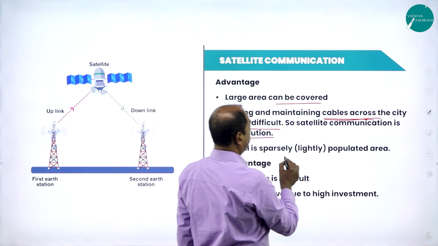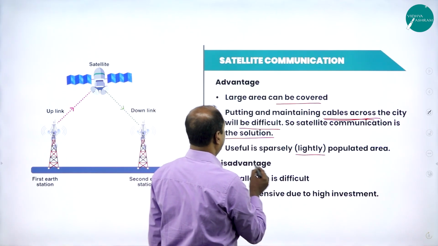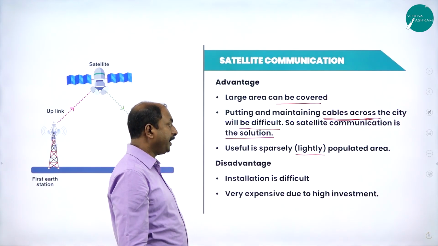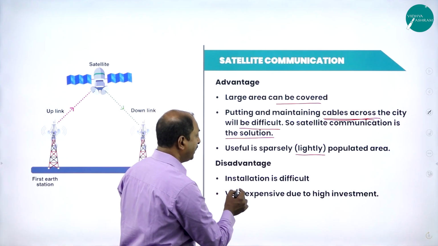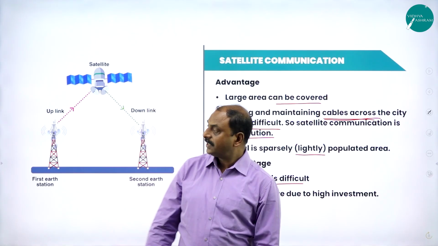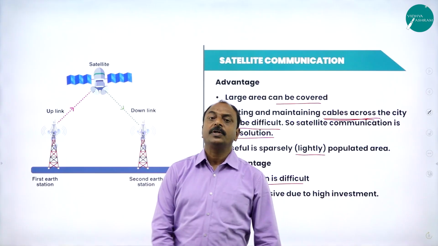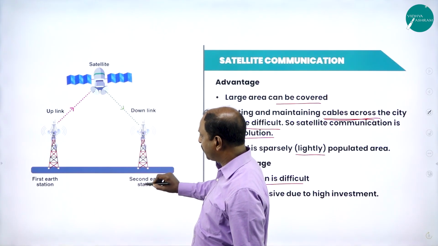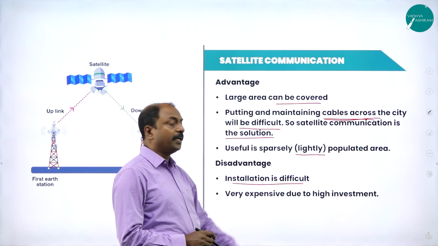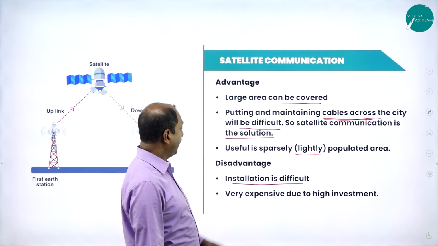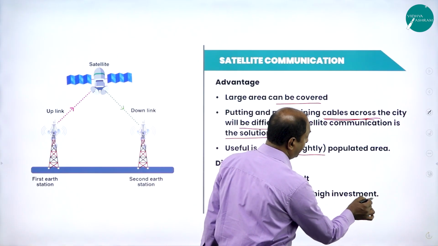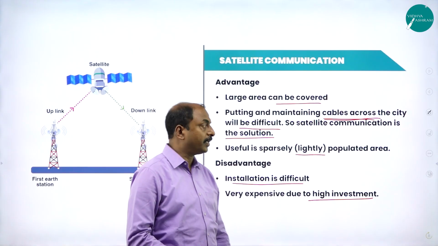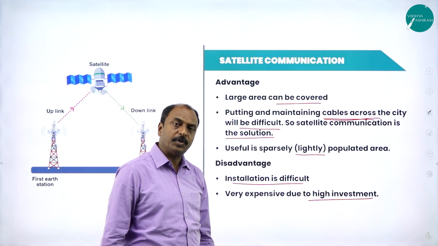Now it is used in sparsely, lightly populated areas. Generally we are using it in lightly populated areas. And what is the drawback of this? The installation of hardware devices with respect to the base station. Installation of devices at the base station as well as at the receiving Earth station is very difficult, requires a lot of configuration, and is very expensive due to high investment. It is not cost effective, as it requires high investment in terms of finance for satellite communication.